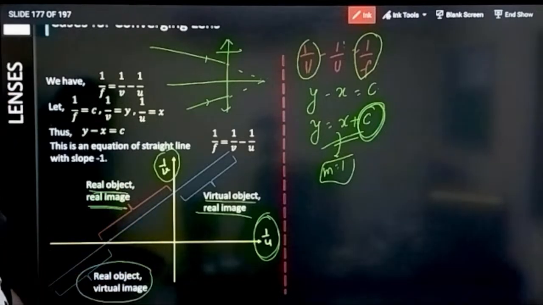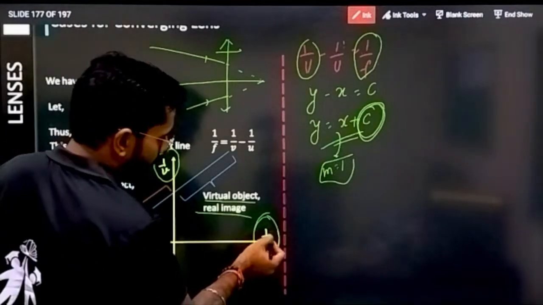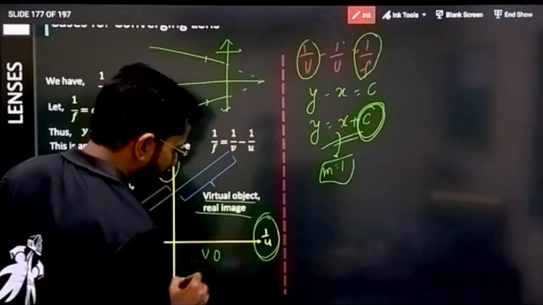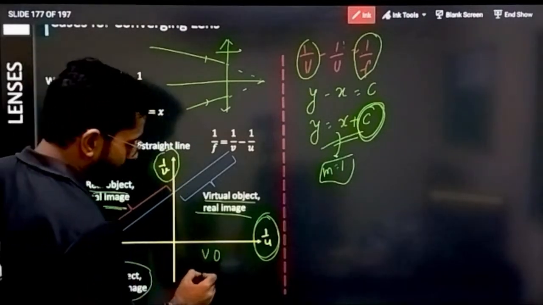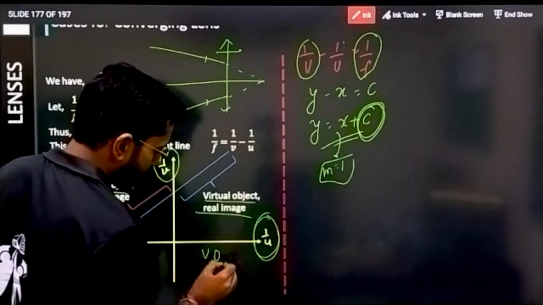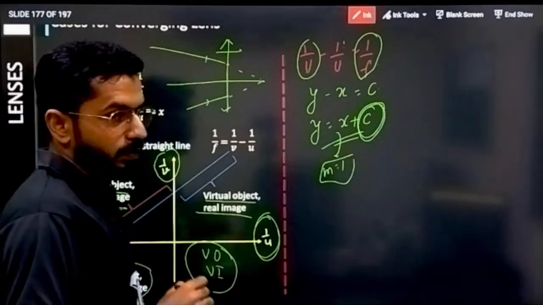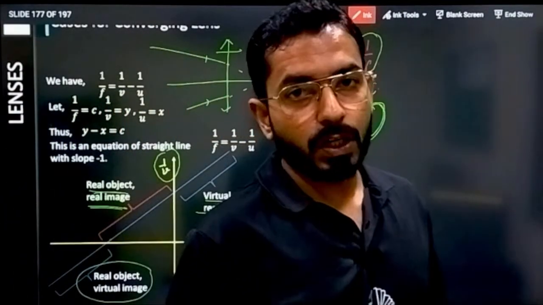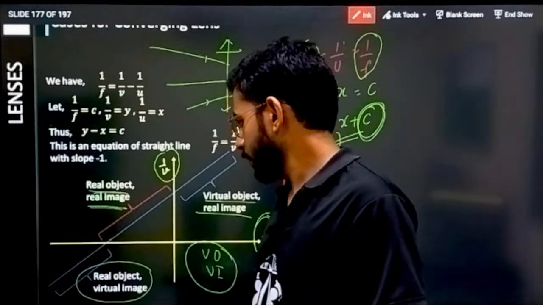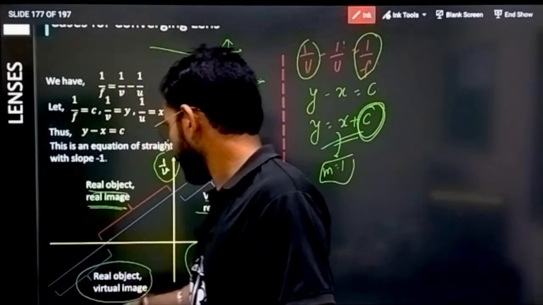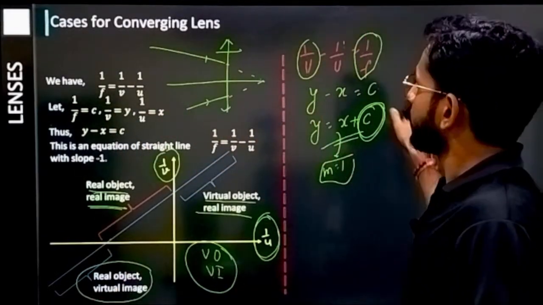What is the case that cannot be formed here? See, when u is positive, that means a virtual object is there. For a virtual object, there cannot be any virtual image formed. For a virtual object, there is no possibility of any virtual image. This is what you can say about this curve.